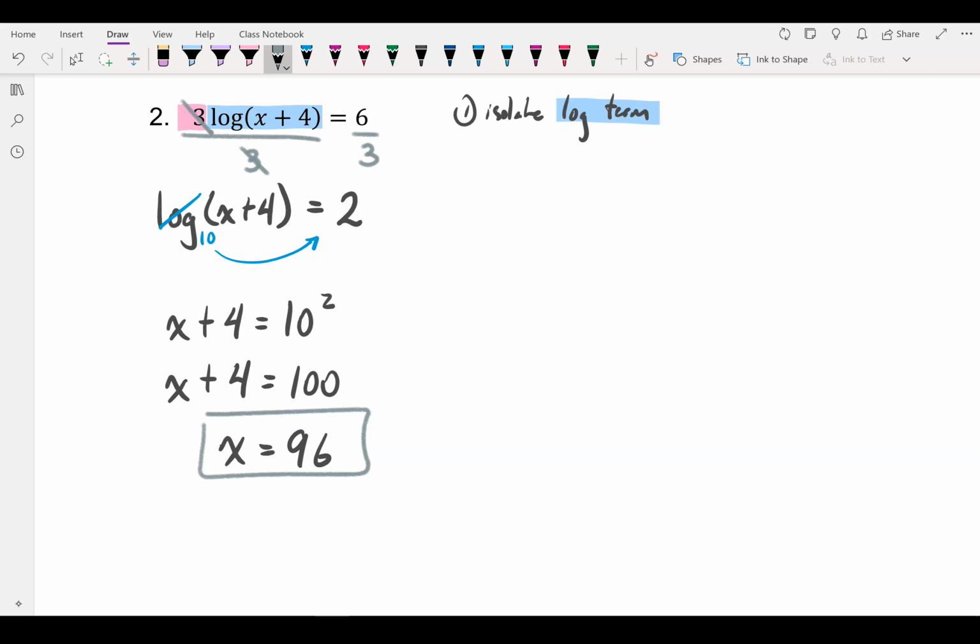Not bad, huh? They look complicated. They look like they're going to be a real pain in the butt. But honestly, it's not that bad once you get into it. So the first thing I did was isolate the log term. The second thing I did was rewrite in exponential form.